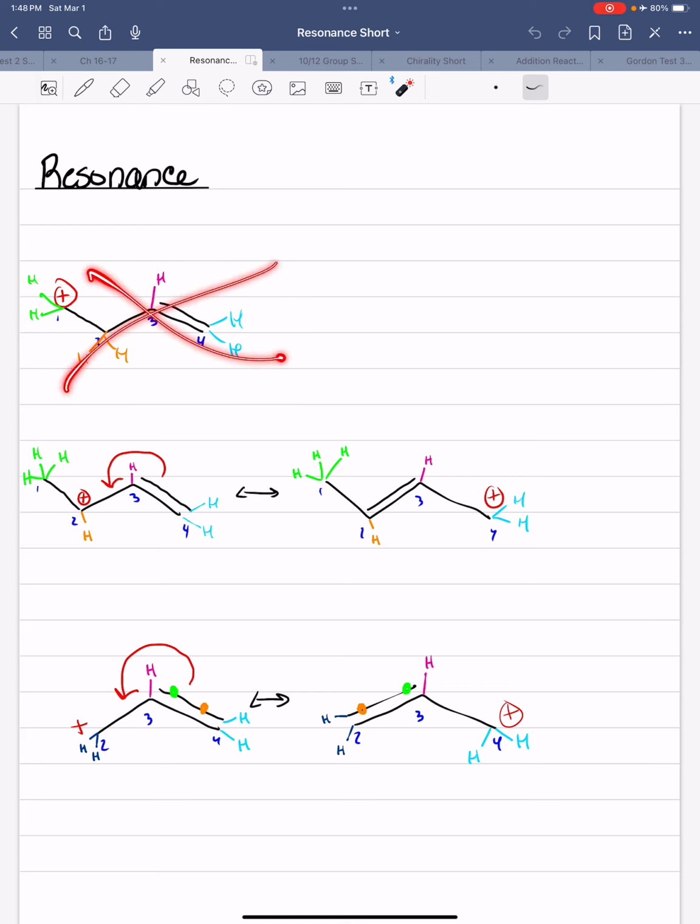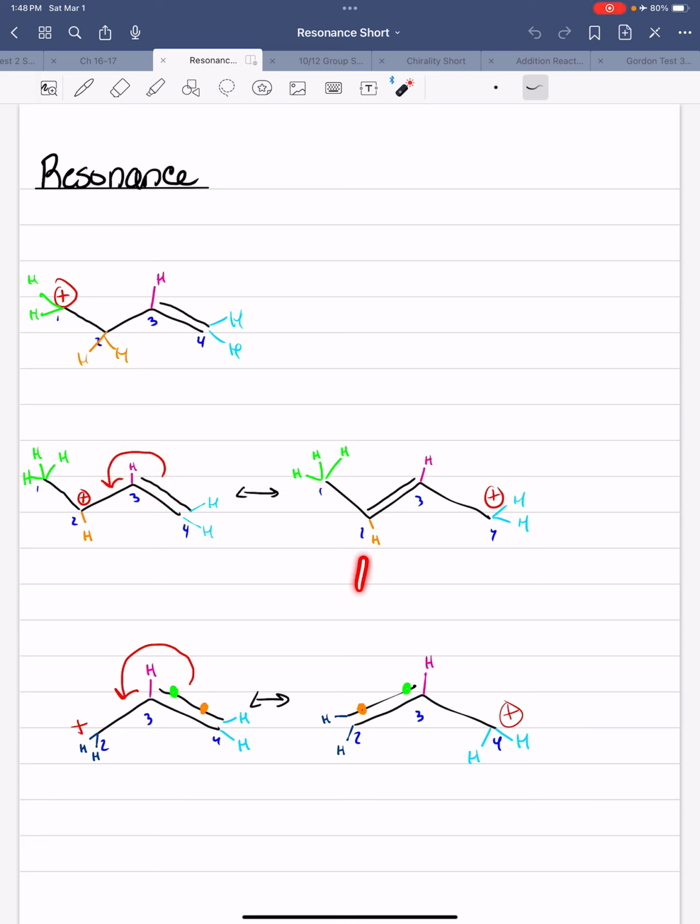No resonance happening here. But same molecule, if we move this charge into the allylic position, well, now I can take the lone pairs that make up this pi bond and flip them over to where they exist between carbons 2 and 3.